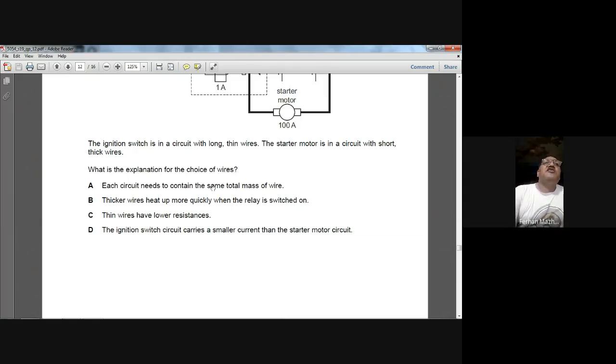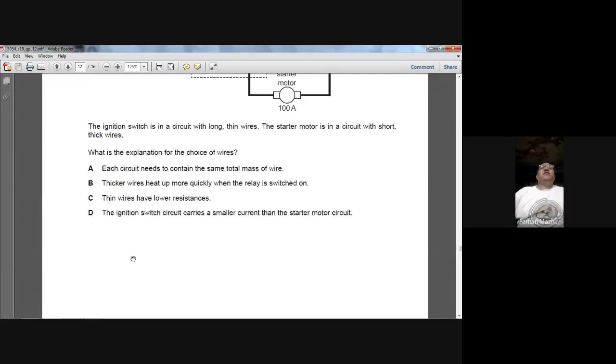What is the explanation for the choice of wires? Each circuit needs to contain the small total mass of wire. No. The thicker wires heat up more quickly when the relay is switched on. No. The thin wires have low resistance. That is wrong, thin wires have high resistance. Remember, thin wires have high resistance. So C cannot be the answer.